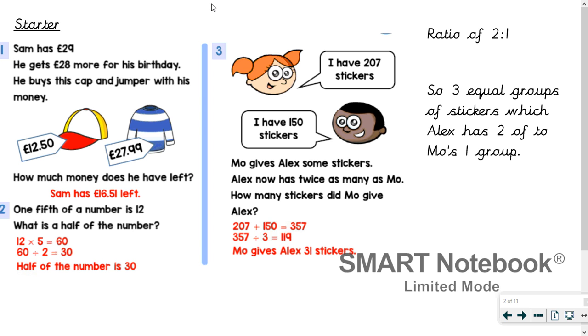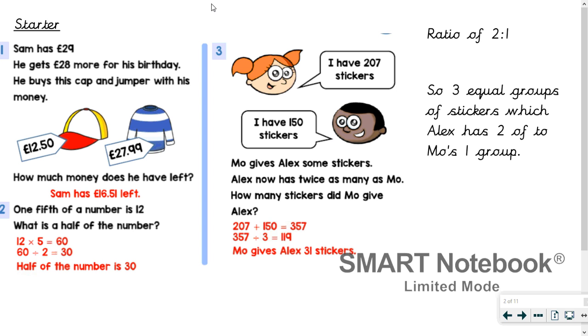The next one, 1/5 of the number is 12. What is half of the number? So 1/5 of a number is 12. So 12 isn't the number. That's the first thing to realise. 1/5 of a number means it's been divided by 5. To find out what the original was, we do the inverse. So 1/5 is 12, so times the 12 by 5, which gives us 60. So the original number was 60.